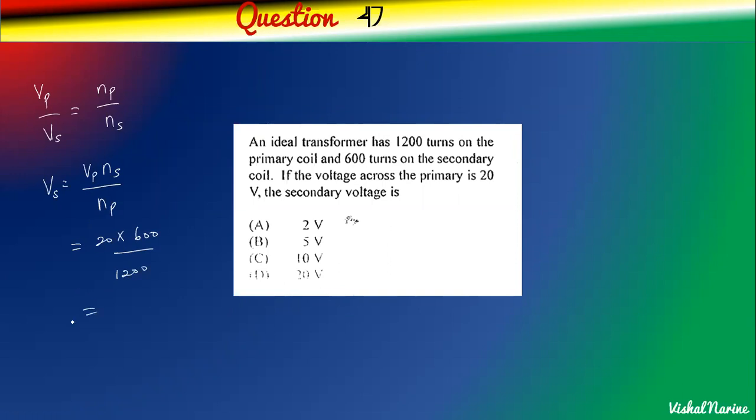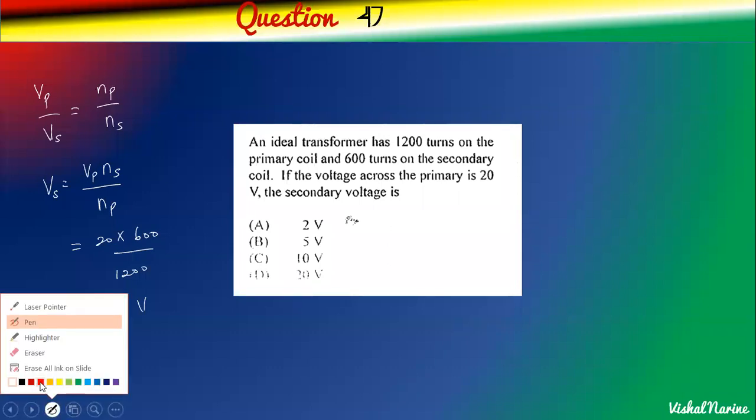All right, so working this out here, we will get an answer of 10 volts. So the answer indeed is C. I see most persons saying it is C, so correct here.